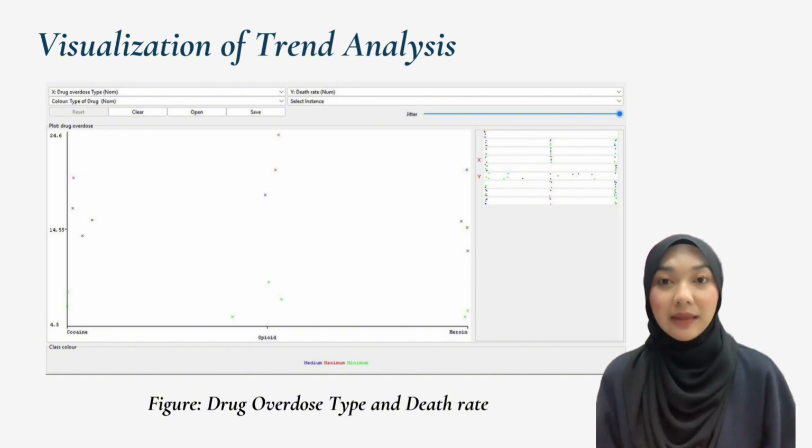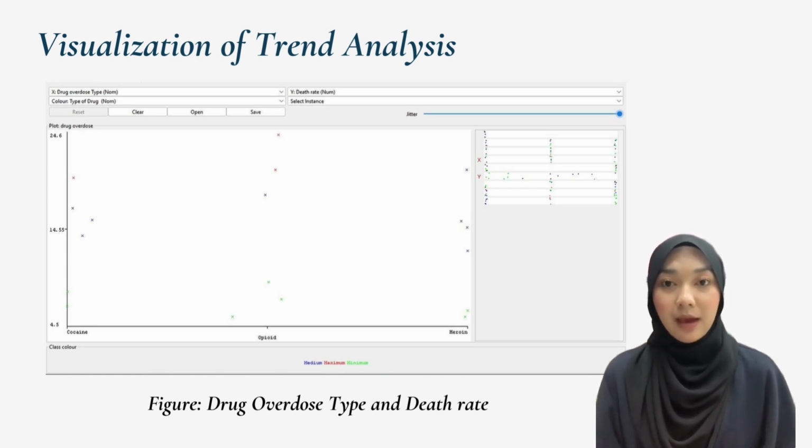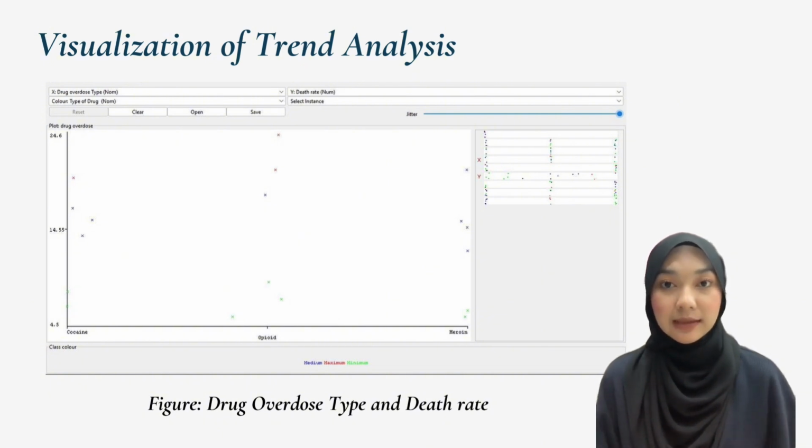Figure 1 indicates the drug overdose types and death rate. As shown in the figure above, the horizontal axis, the x-axis, illustrates the types of drugs, while the vertical axis, the y-axis, illustrates the total death rate.